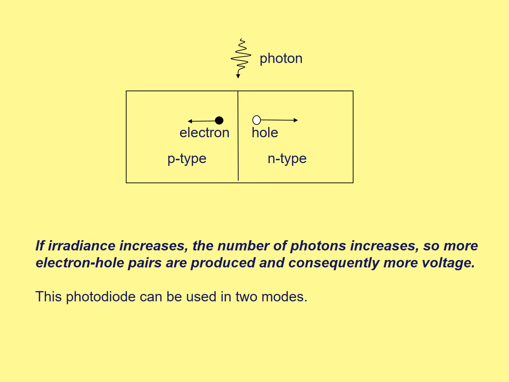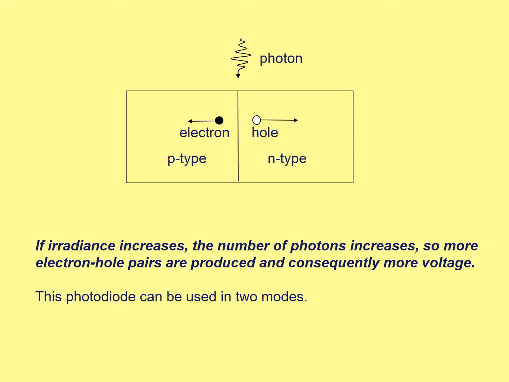So we can see in the diagram here, a photon is incident on the junction and an electron-hole pair is generated. The hole obviously is attracted towards the n-type material and the electron towards the p-type. If the irradiance increases, that is, if the number of photons increases, more electron-hole pairs are produced and consequently more voltage across the photodiode.